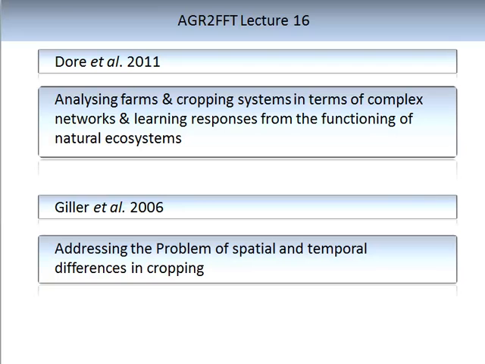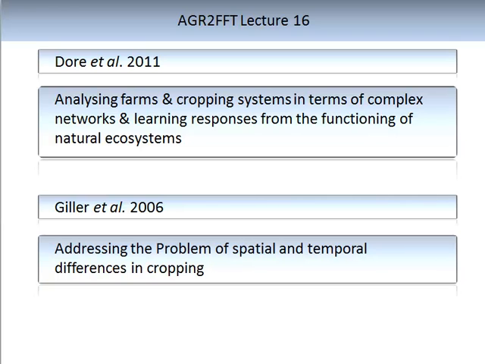Dory et al. in 2011 stated that analysing farms and cropping systems in terms of complex networks, and learning resources from the functioning of natural ecosystems, is perhaps a new technological approach that could improve farming productivity. It also enables a more sustainable approach to agriculture.